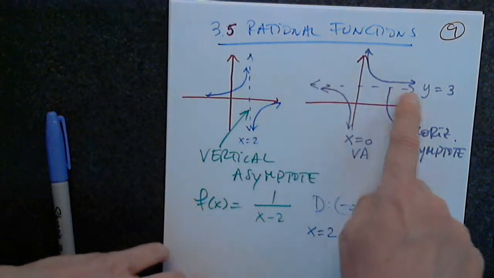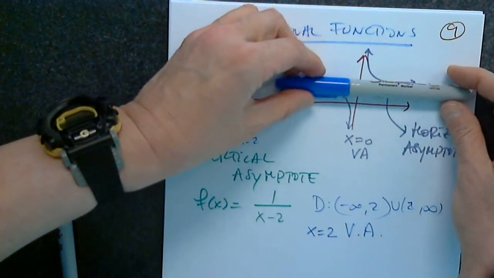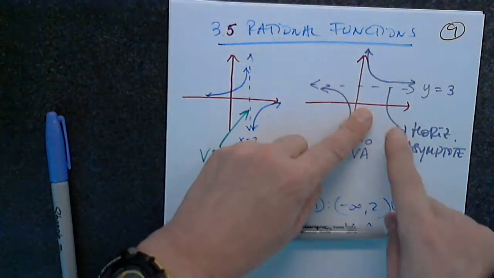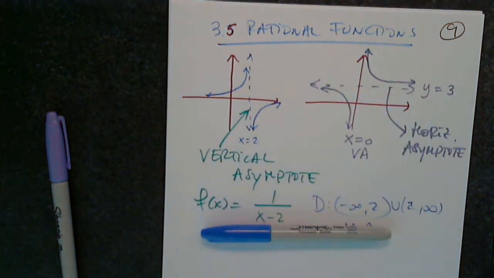Also, what does this mean? It means that as x goes to infinity, the function values get closer and closer to what number? 3. Exactly. If it goes to infinity, like x squared, there's no horizontal asymptote. But if the function values approach a number, that is a horizontal asymptote for the rational function.